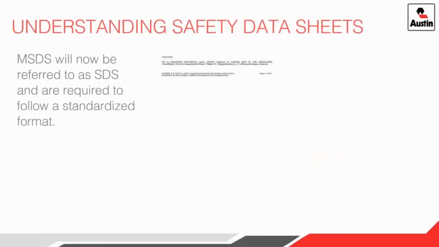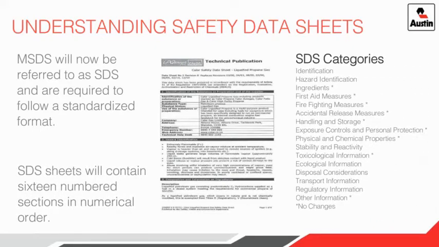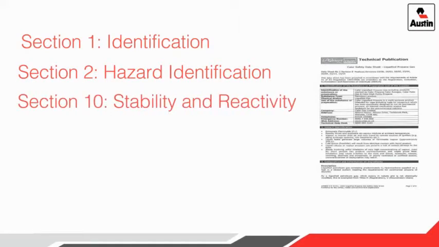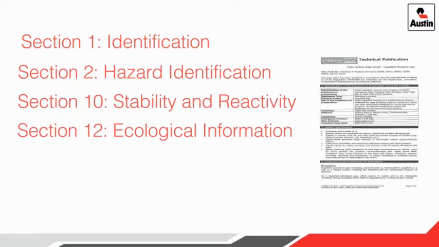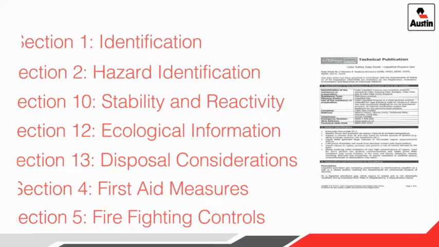The MSDS will now be referred to as the SDS, or Safety Data Sheet, and is now required to follow a standardized format. SDS sheets will contain 16 numbered sections in numerical order. Some of the information included on the safety data sheets is identification of the chemical, hazard identification, stability and reactivity of the chemical, ecological information, disposal considerations, first aid, and firefighting measures.